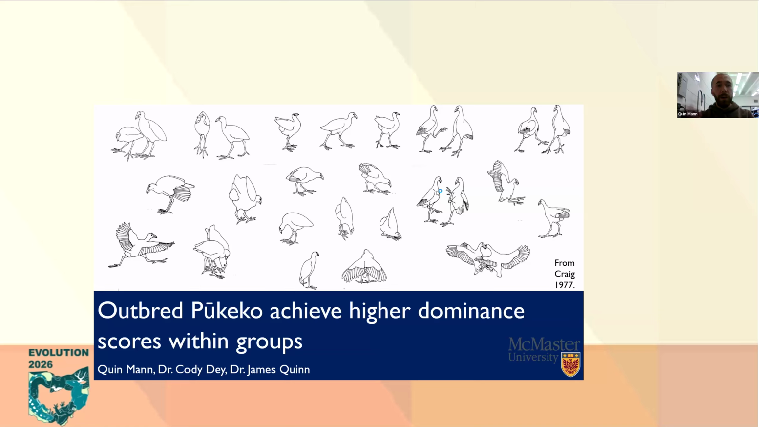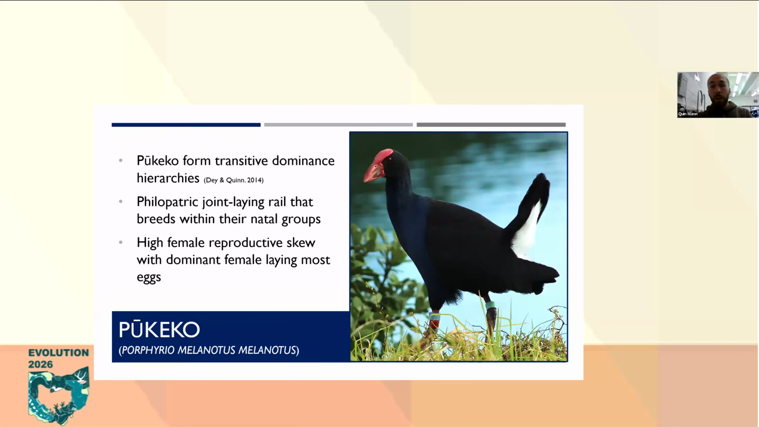All right. Hello, everyone. I'm here to talk about my work showing that outbred pukeko achieve higher dominance scores within their groups. So first, I'd like to introduce you to my lovely bird. This is a pukeko. It's found in New Zealand. We study a population in the North Island that we've done a fair bit of work on, and it's been shown that there are a couple of aspects of their biology that make it very interesting for us to study them.